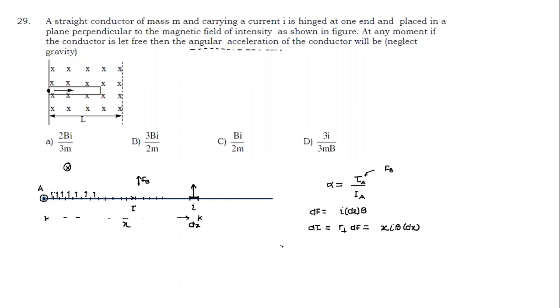So what is tau equal to? I can add using integration, the summation of d tau. If I take all elements ranging from 0 to L so that all elements are covered, the torque comes to I B into L square by 2. Some of you can think of this as I L B into L by 2: the total force is I L B, acting at L by 2. But it may not always be at the midpoint, so if you are not sure, you should do the step-by-step method.